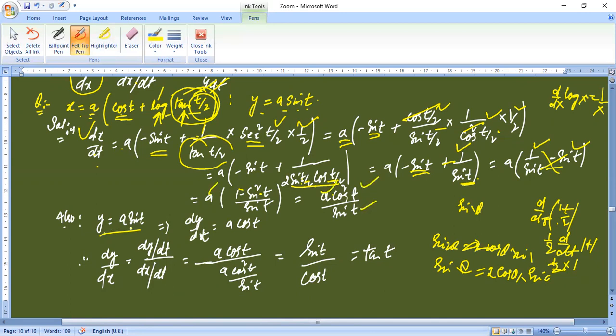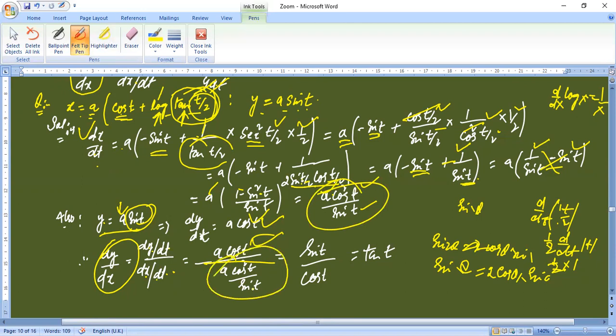Similarly, y is equal to a sine of t. Differentiating this, a would remain there, and differentiation of sine t is cos t. Now in order to calculate dy by dx, this is dy by dt divided by dx by dt. dy by dt is a cos t divided by dx by dt, which we have calculated here, so this is a cos t divided by cos square t by sine t. Taking the reciprocal, sine t by cos t, so this is tan of t.